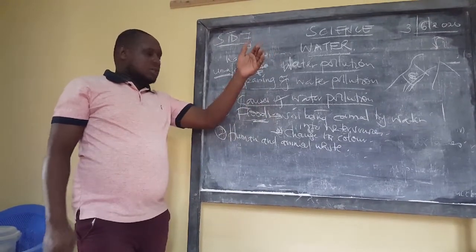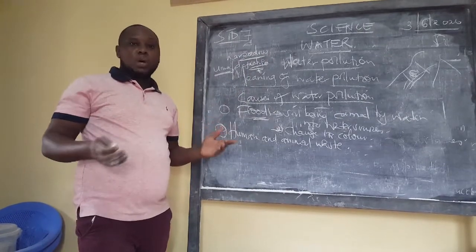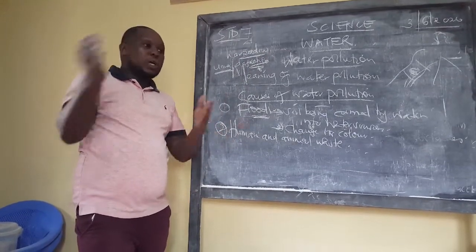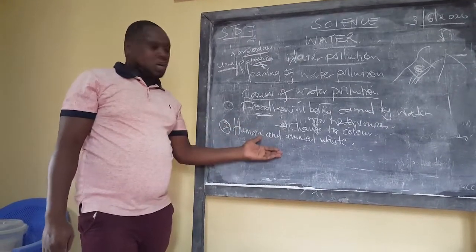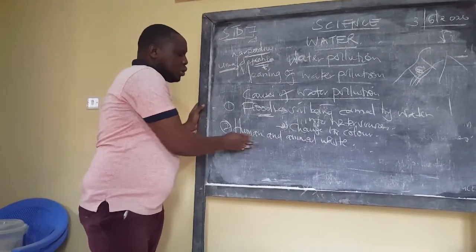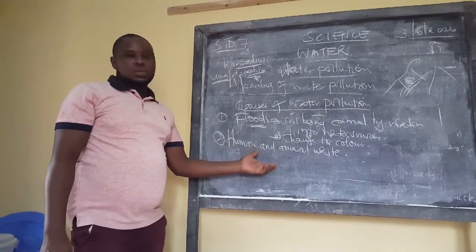Somebody is getting the same water for drinking, and maybe does not know whether some feces were dropped in that particular source of water by rain. So if we don't control our human and animal waste, we are likely to pollute water sources.